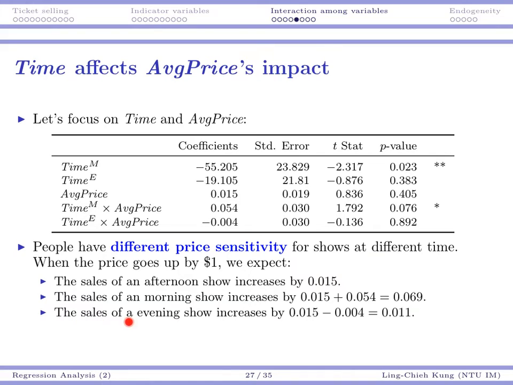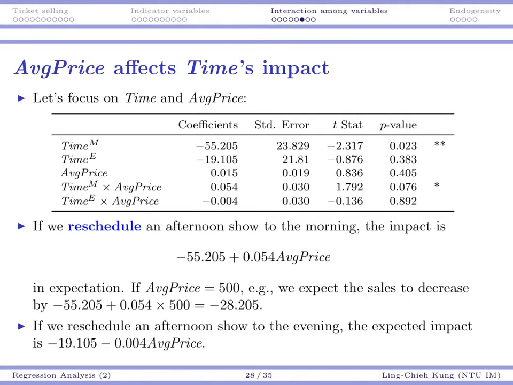Finally, the sales of evening may also be affected, but the impact is actually smaller than in the afternoon because the coefficient here is negative. Even though it is not significant, this information is useful, at least when we do some prediction. So, on the other hand, the average price also affects time's impact.